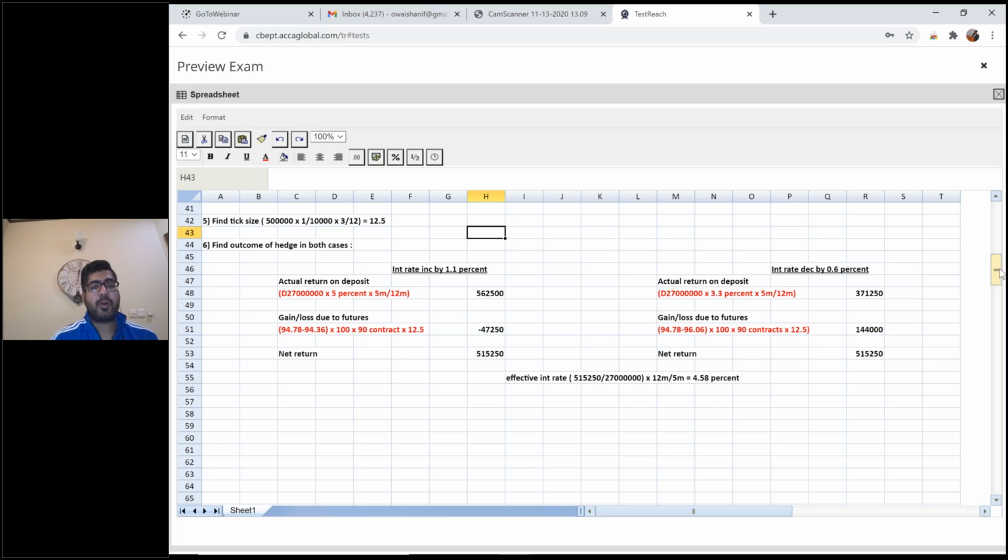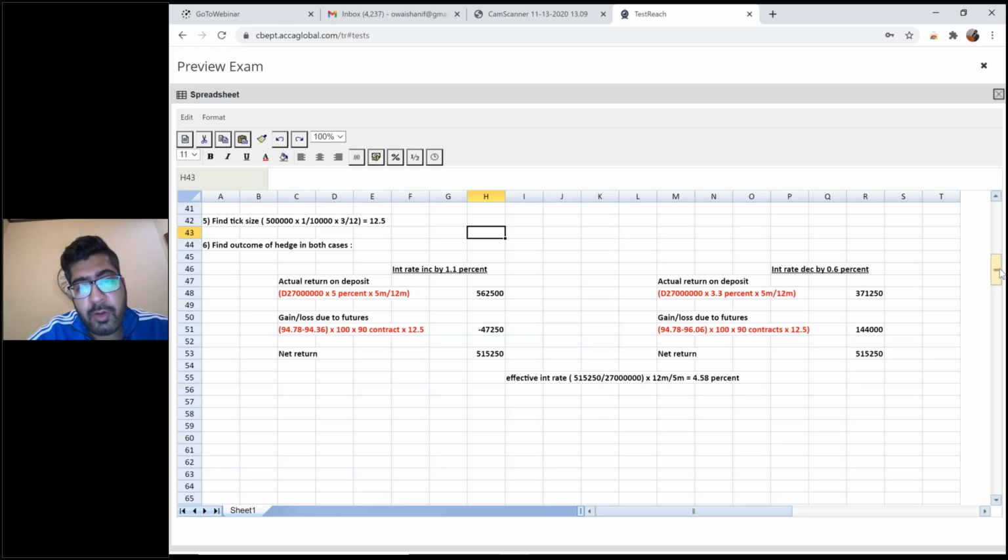Gain/loss due to futures are the formula: difference between futures price 94.78 and closeout price, which is 94.36 in an increase and 96.06 in a decrease, times spot, into contracts and tick. You got the answer, but it's gain or loss. It's buy now, sell later. Buy at 94.78, sell at 94.36, less. It's a loss. Loss reduces return, deducted.